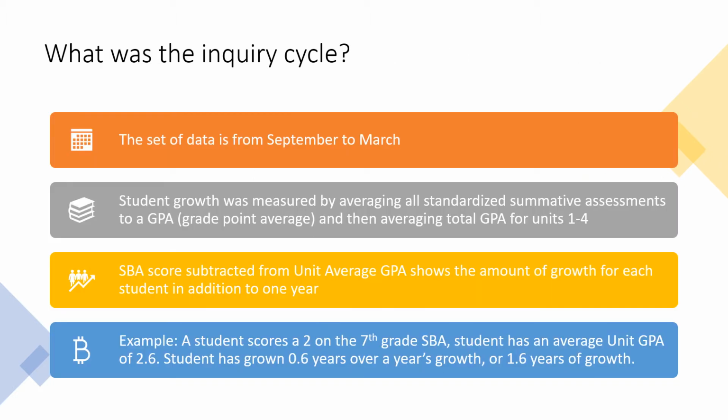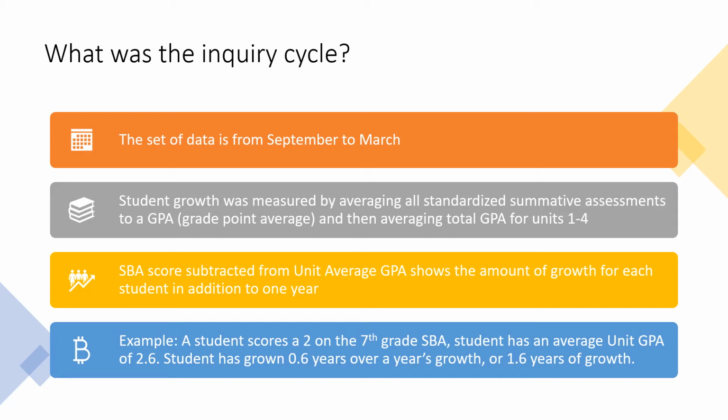The inquiry cycle that we are looking at is a really big data set from September to March. The way that we organize this is student growth was measured by averaging all standardized summative assessments to a GPA, or a grade point average, and then averaging total GPA for units 1 through 4 when we stopped school in March. So every 8th grade math student has an SBA score from 7th grade math. We took that 7th grade math score and subtracted it from the unit average GPA, showing the amount of growth for each student in addition to 1 year.